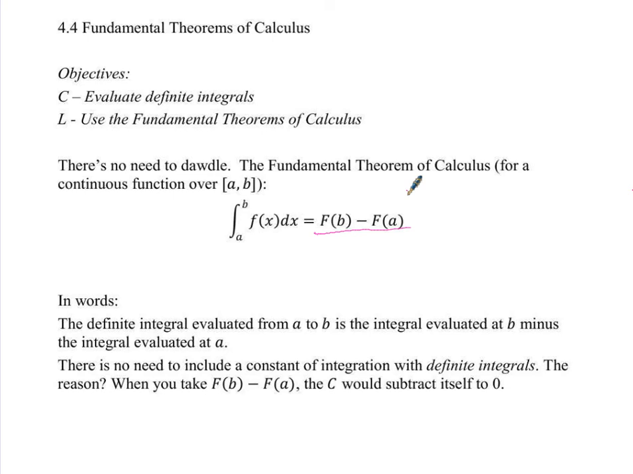There's no need to include a constant of integration with a definite integral, because when you subtract f at b minus f at a, the c would subtract itself out. Because you'd have f of b with a c in there that you didn't substitute anything in for, minus f of a with a c in there that you didn't substitute anything in for, and then the c minus c would go away. So the constant of integration subtracts itself to 0, disappears.